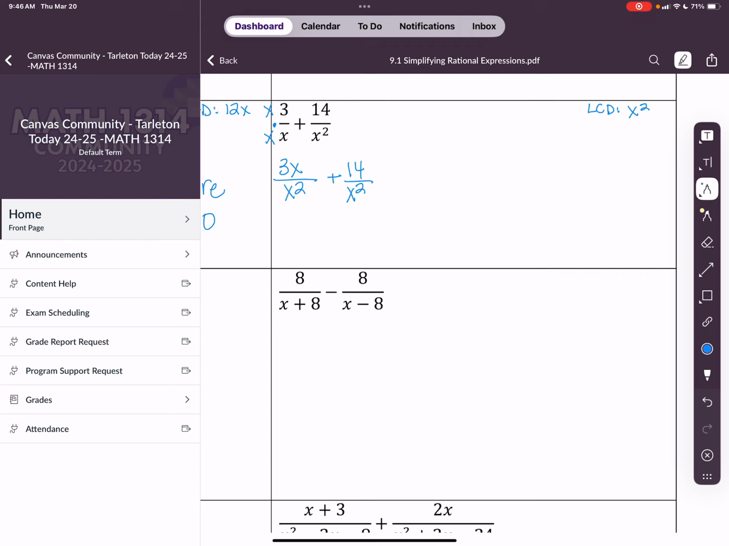So now that we have common denominators, we can just add the top. So 3x plus 14 over x squared. And then again, we have to account for our undefined value, and that would be where x equals 0. So x cannot equal 0.